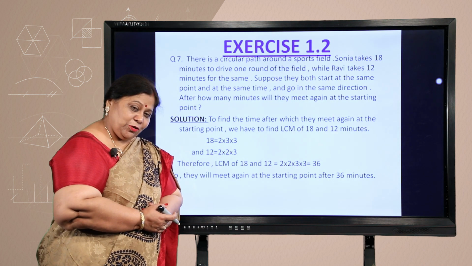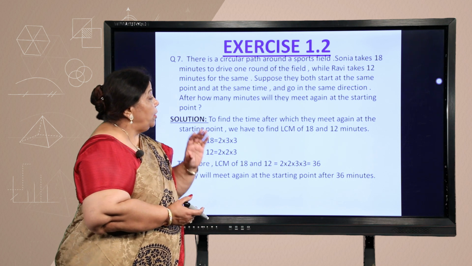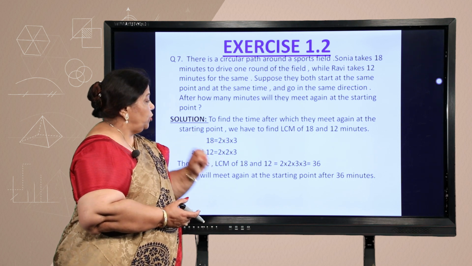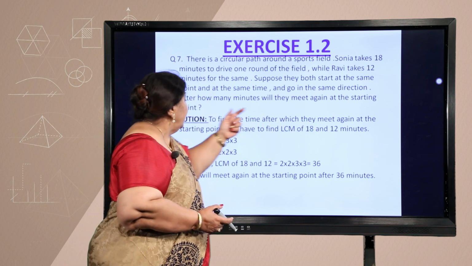Now, let us look into the next question. Question says, there is a circular path around a sports field. Sonia takes 18 minutes to drive one round of the field, while Ravi takes 12 minutes for the same. Suppose they both start at the same point and at the same time and go in the same direction. After how many minutes will they meet again at the starting point? This is the question. Now, notice the language of the question.